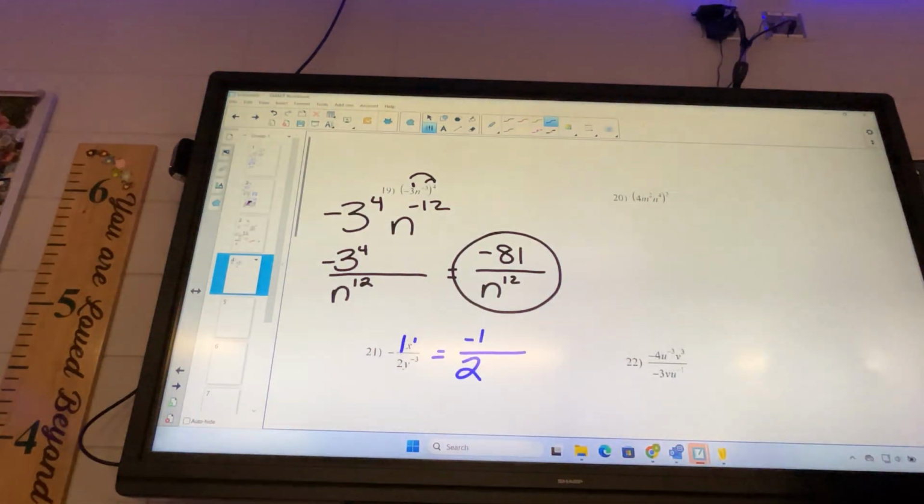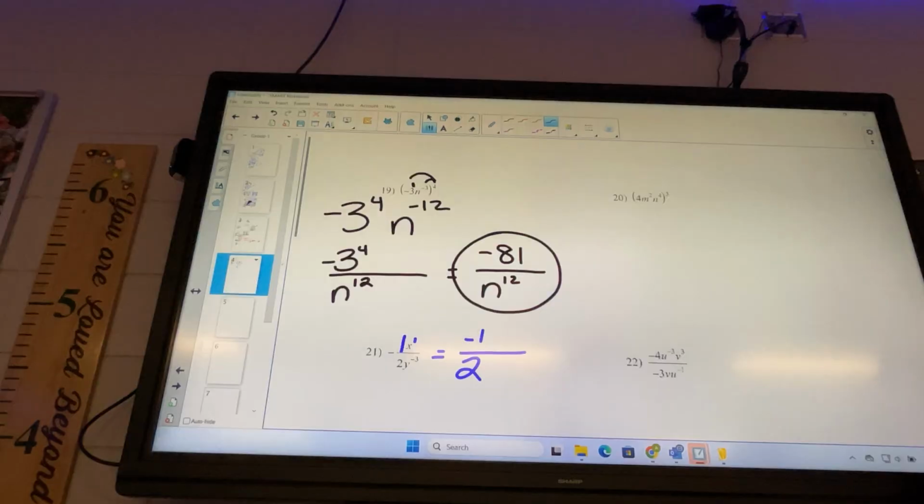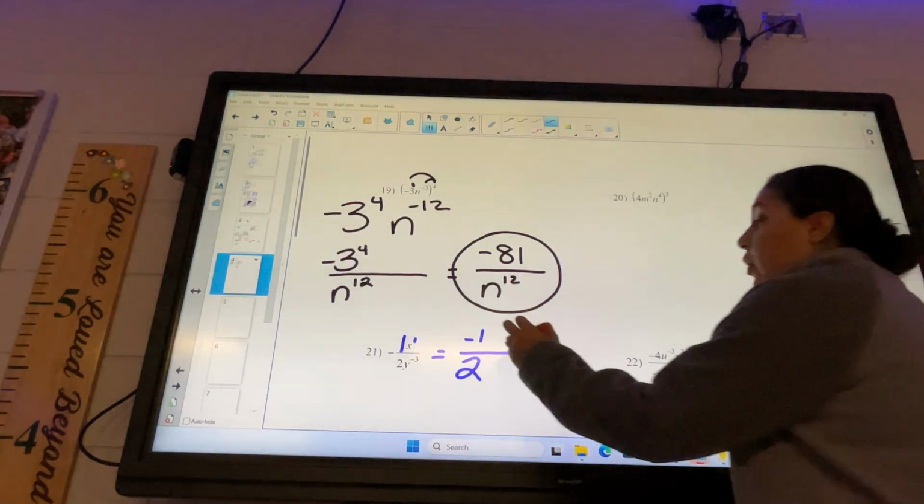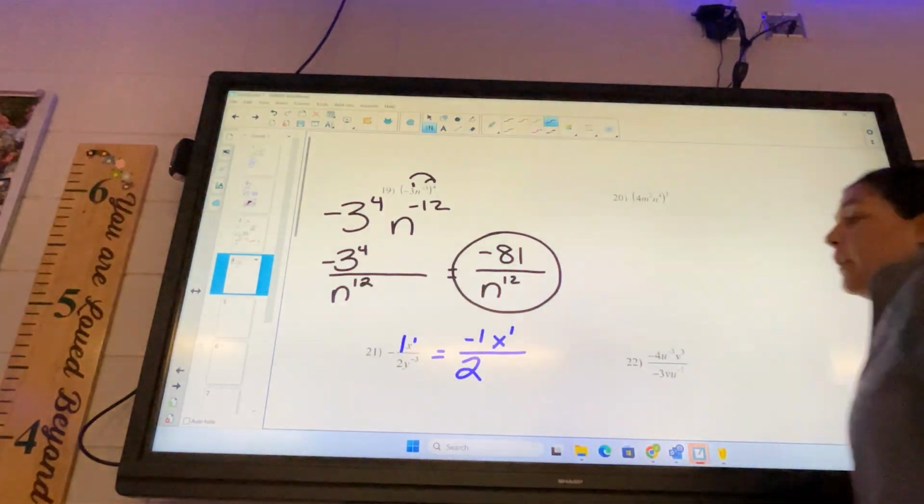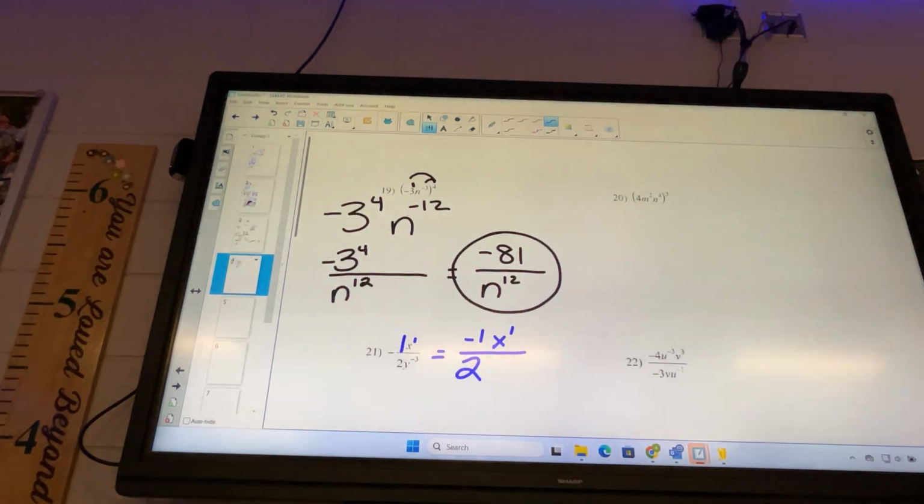Okay, what about the x's? How many x's are on top? 1. On bottom? None. So can we do subtraction? No, x's go with x's, y's go with y's. So he's going to go back. Okay, what about the y's? How many y's are there on top? None. On the bottom? There's negative 3 on the bottom.